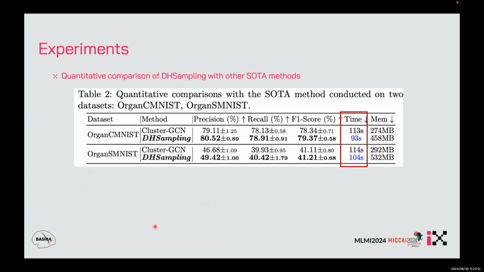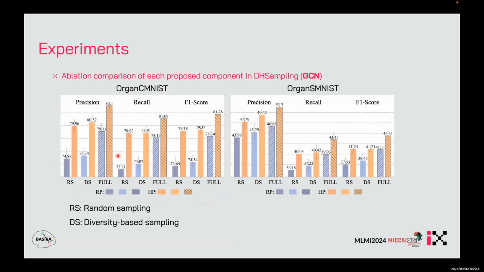We quantitatively compared our method with the classic sampling strategies of the classic GNN. We find that on OrganC and OrganS, our method not only outperforms in terms of precision, recall and F1, but also reduces the training time when we apply GNN onto different datasets. We also conduct several comparisons of each proposed component in DHSampling on the GNNs.